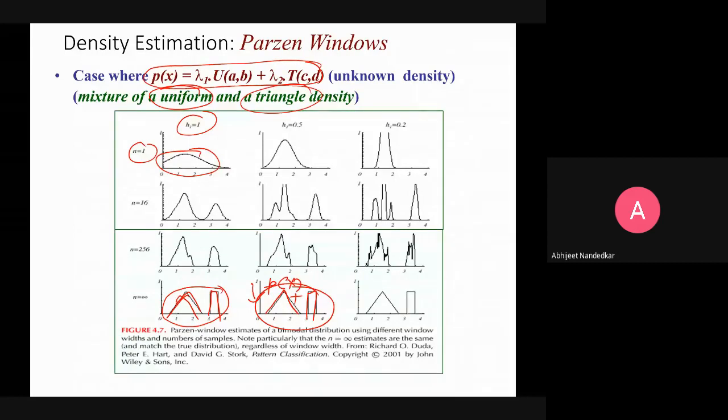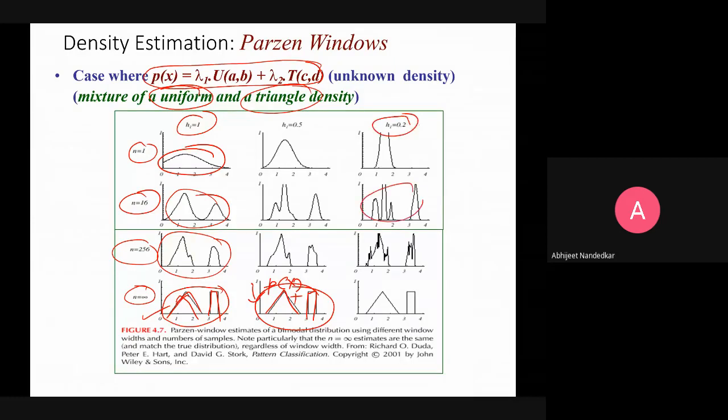Now, if I take one sample out of it and then estimate, then this will be my estimation. If I take 16 samples randomly, then this will be my estimation. If I take 256 samples, this will be my estimation. If I take infinite samples, then this matches the original distribution. Now, if I take smaller values of window, you can see that there is a lot of distortion.